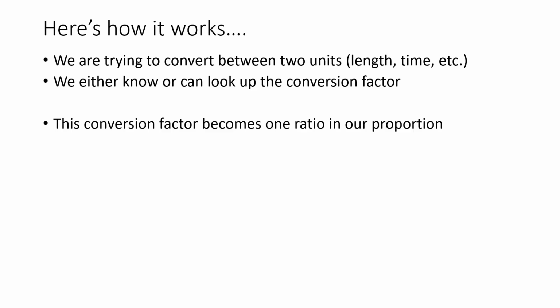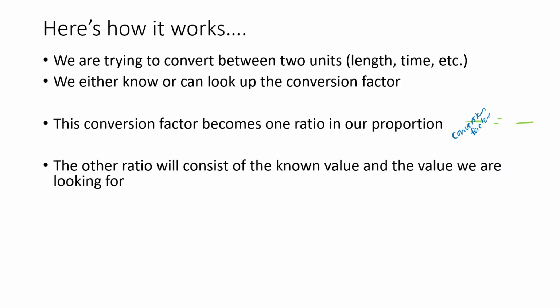Now this conversion factor becomes one ratio in our proportion. So if I've got my two equal ratios, one of those ratios is the conversion factor. Now the other ratio will consist of the known value and the value we're looking for. So in the other ratio, you might have an X on the top and then a known number on the bottom, or it could be the other way, depending on how you set it up. So your unknown, the thing you're looking for, might be on the bottom and your known numbers on the top. So it could go either way.